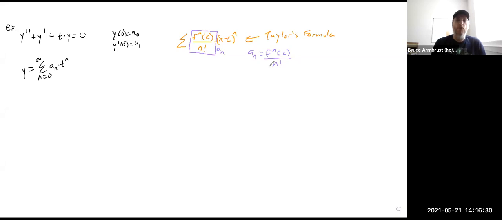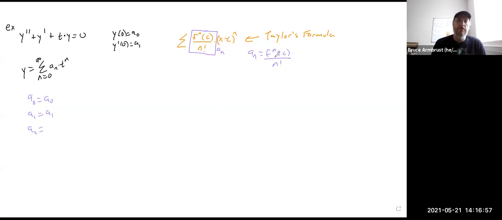And this is what we're going to use to actually help us figure out the different A's. So let me show you how this is going to play out. If we're going to start getting our A values, we already knew that A0 is A0 and A1 is A1, which means the next thing we want is A2.